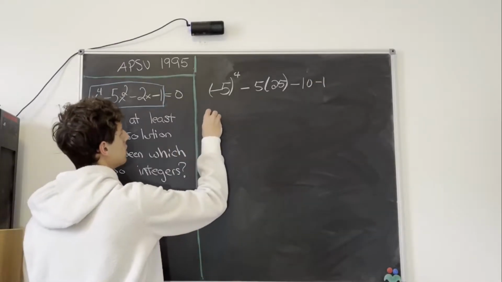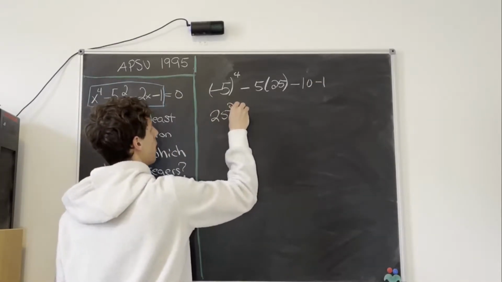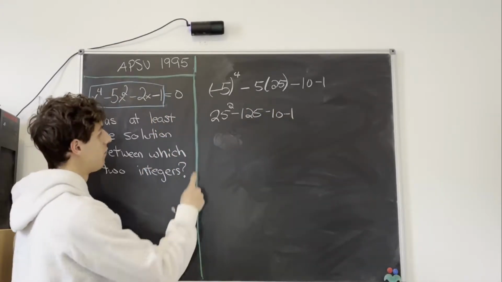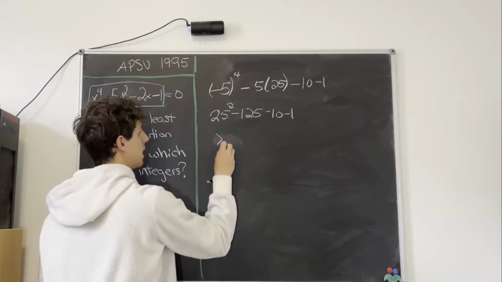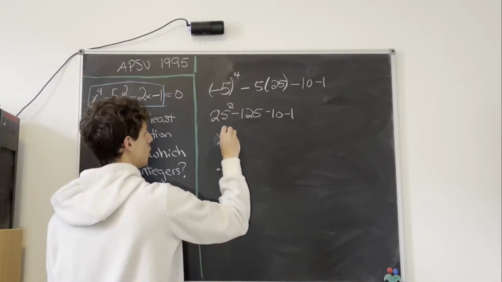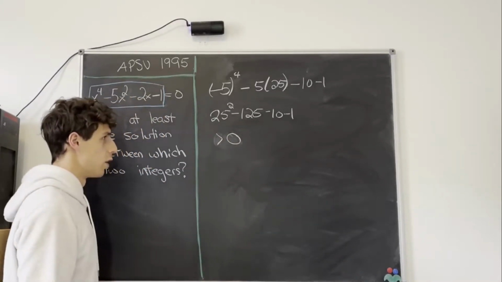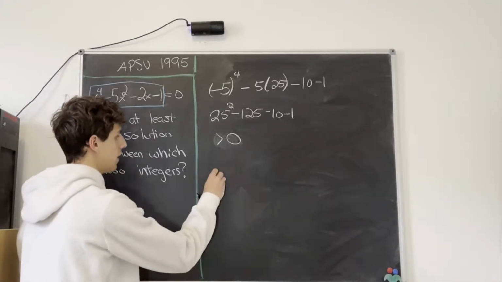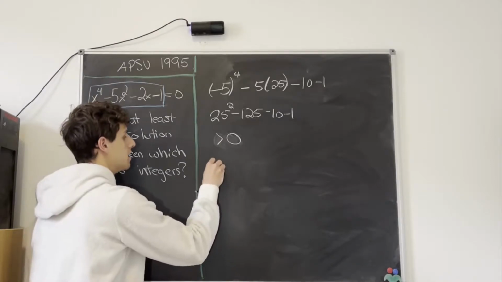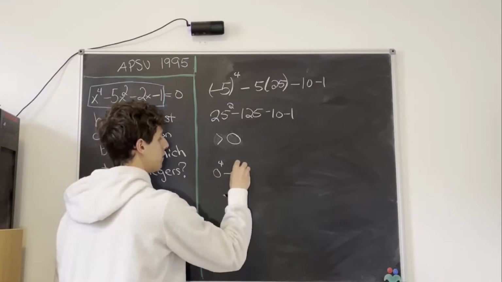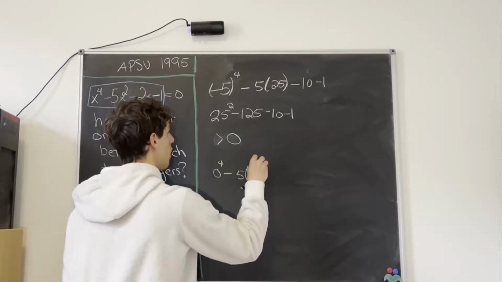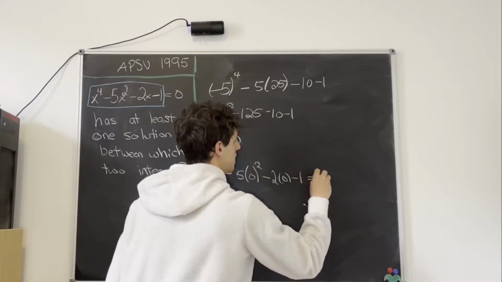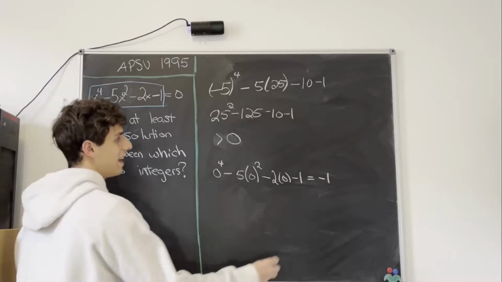And that'll give us 25 squared minus 125 minus 10 minus 1. But 25 squared is a lot bigger than -136, so we'll say that this thing is bigger than 0, and that's all we need for our purposes here. Now let's plug in 0. We get 0 to the fourth minus 5 times 0 squared minus 2 times 0 minus 1, which is equal to -1, which is less than 0.